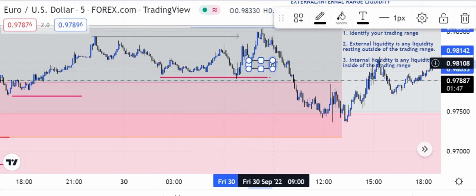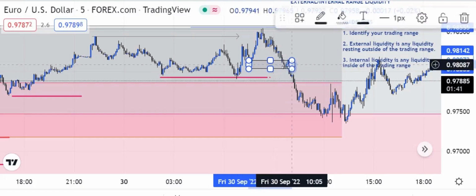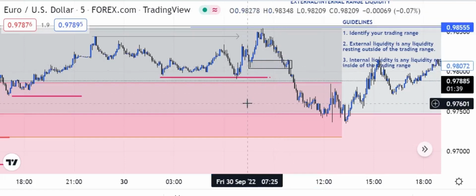And as you can see, look at what price did. Price came and took them out of the market. Why? Because they do not have the knowledge I'm sharing with you now.